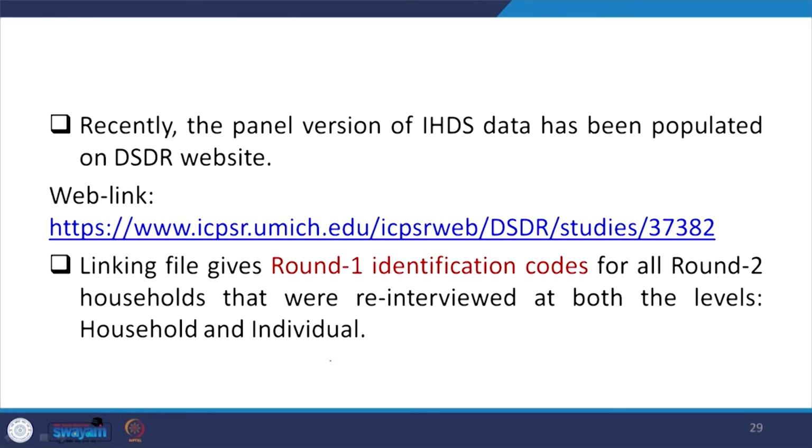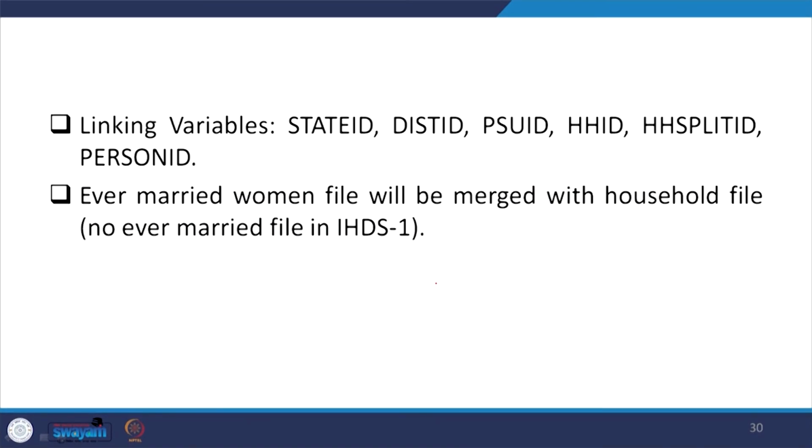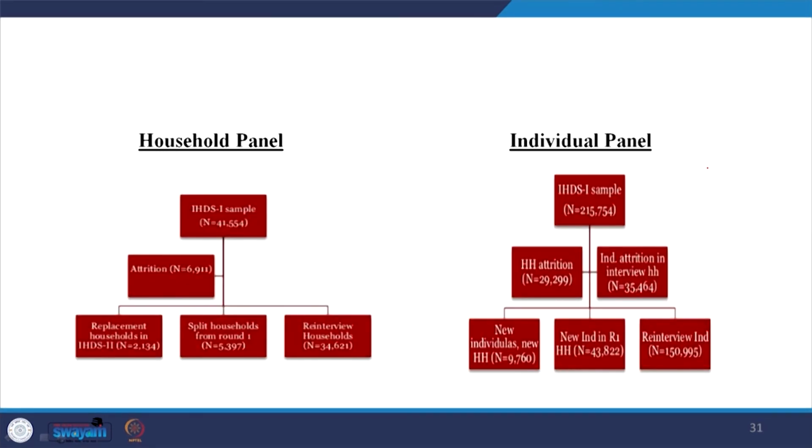The linking file gives round 1 identification codes for all round 2 households that were re-interviewed, at both the household and individual levels. I know I am not clarifying at this moment, because it is too heavy to be loaded on you. We will carry it forward to the particular class on how to make it a panel and how to make it uniquely identified. As I just said, individual and household panels can be made separately. In the household panel, some attrition and some missing information are there.